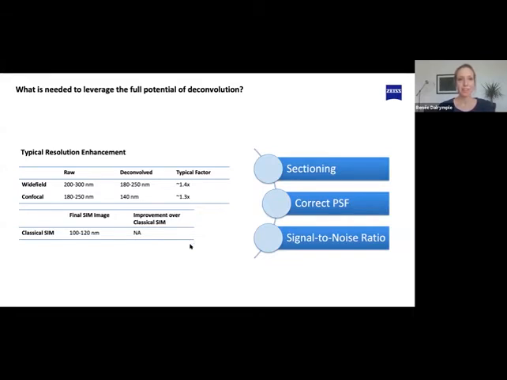But what if we could push these three parameters even further? And that's exactly what's done with the new SIM². And this allows us to achieve an additional twofold resolution improvement over conventional SIM so that we can reach that 60 nanometer level.